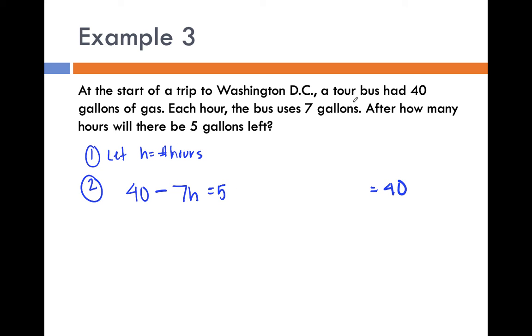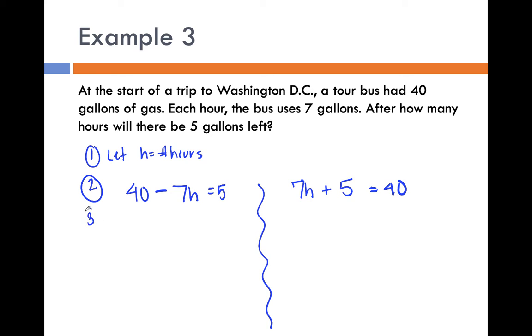Personally, that's how I read a question like this. And so I typically write that equation, but you can also write that you use 7 gallons every hour plus the 5 gallons that we want left over at the end equal our starting amount of 40 gallons. So both of these equations work. I will show you how to solve either one. You will get the same answer.